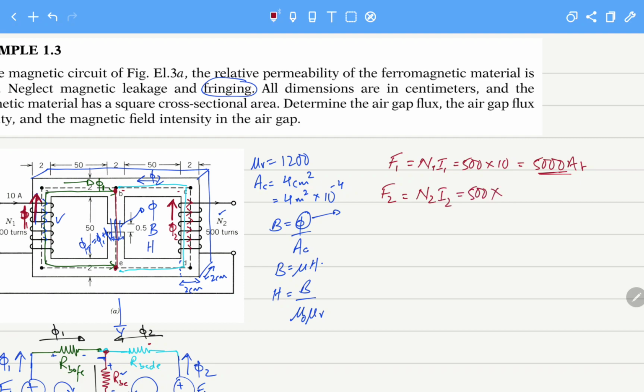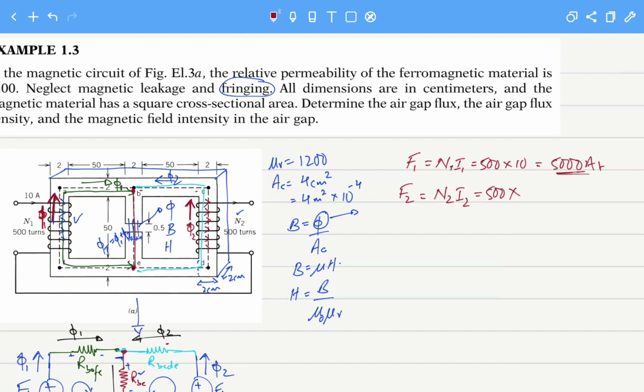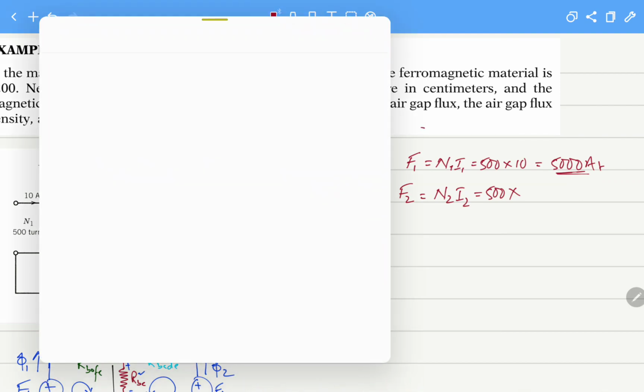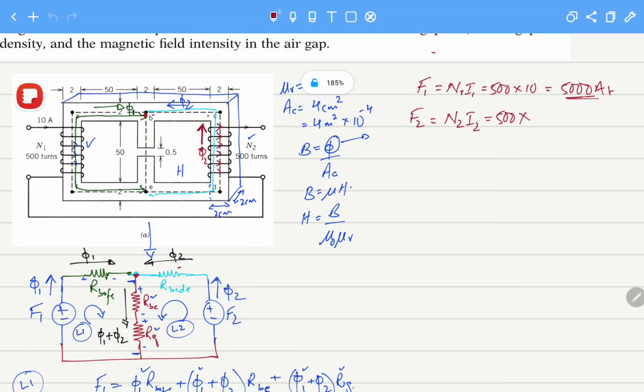What about the current I2? Do we have the current? Let's see. They have not written it. But what do you think? What should be the current? Let's make it a little clean and just look at the diagram. They have given us only one current, and what should I do?